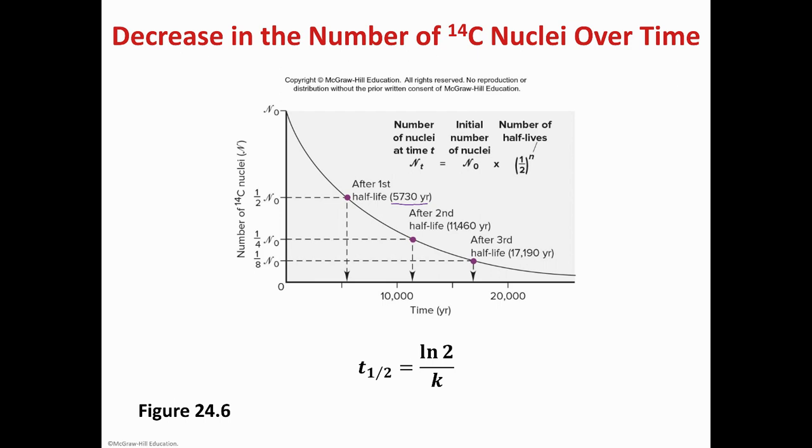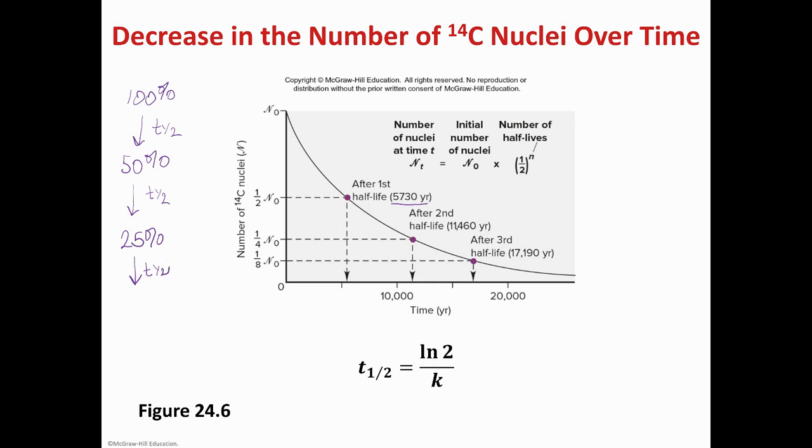So we talked about this before, what half-life means. You start off with 100%. After one half-life, you end up at 50%. Another half-life, you end up at 25%. So every half-life, your sample drops by 50%.